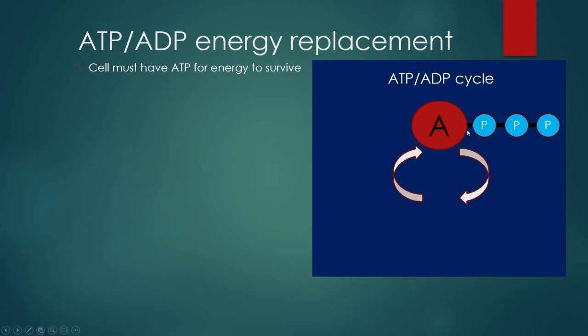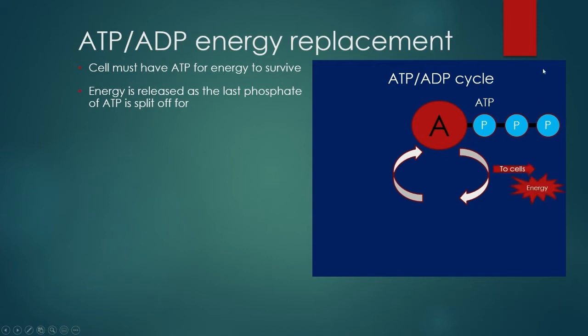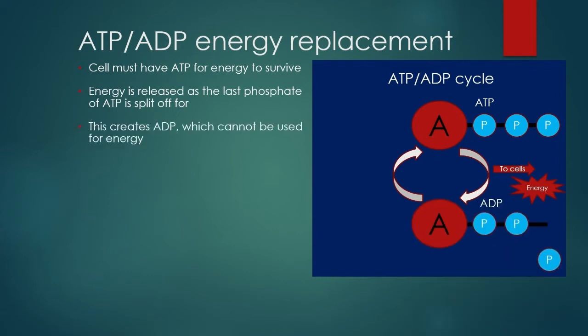The A and then 3 phosphates, right? So that's the idea of TP. This is kind of what it looks like. It's a big adenosine molecule, and then the phosphates in a chain along with it. Energy is released as your body in some way splits this last phosphate molecule of the ATP off. So the splitting of this last phosphate is what creates energy for your cells. Okay? This then creates something called ADP, which cannot be used for energy in any way.